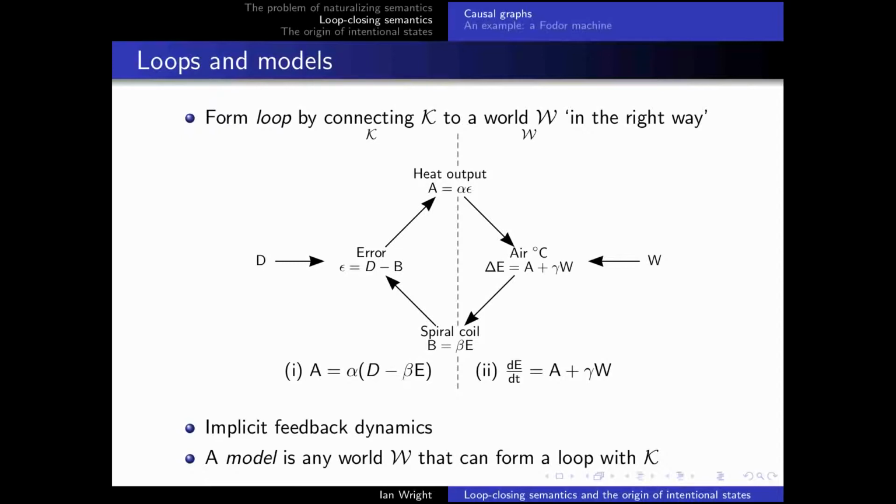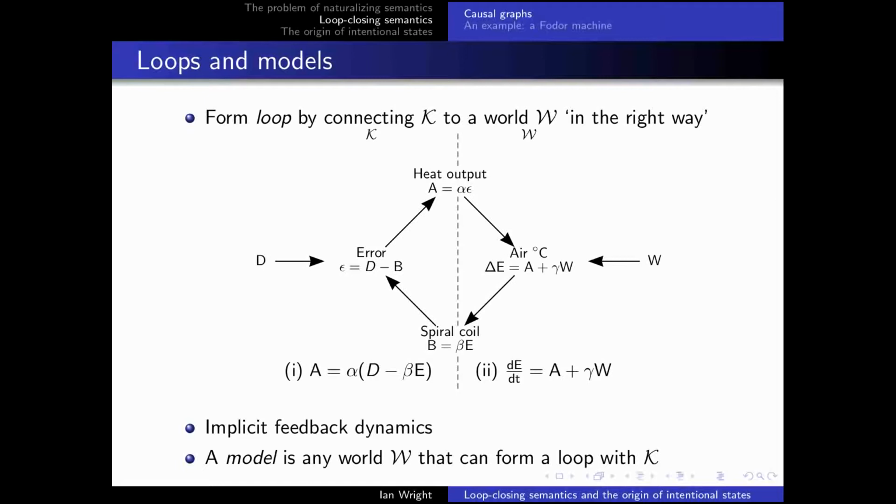The function set is a mixture of differential and algebraic equations, but in general the relationships could be pretty much anything. And this isn't even a particularly good model of a domestic heating system heating a room. It's highly idealized. But the point is this: the functions implicitly define feedback dynamics, so the values of variables at the vertices change according to the loop's dynamics. And a model is any world W that can form a loop with control mechanism K.